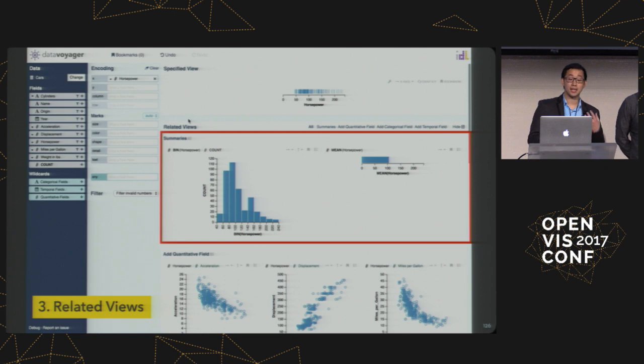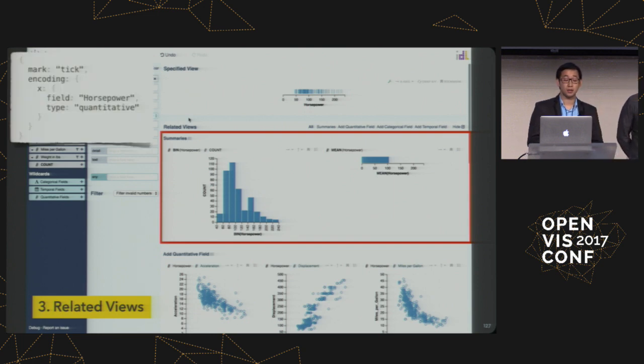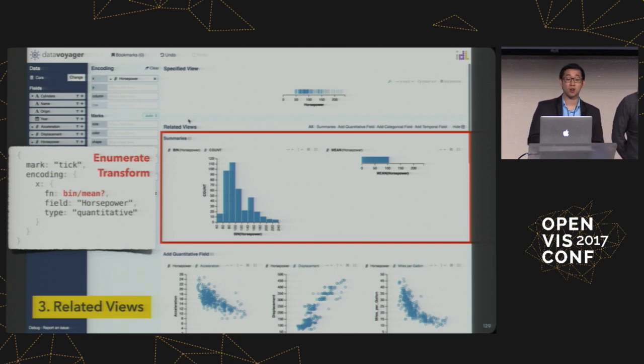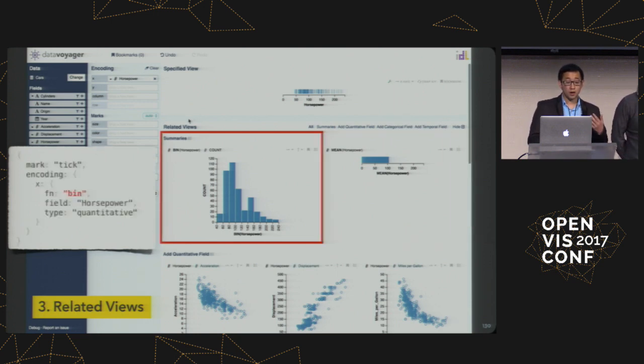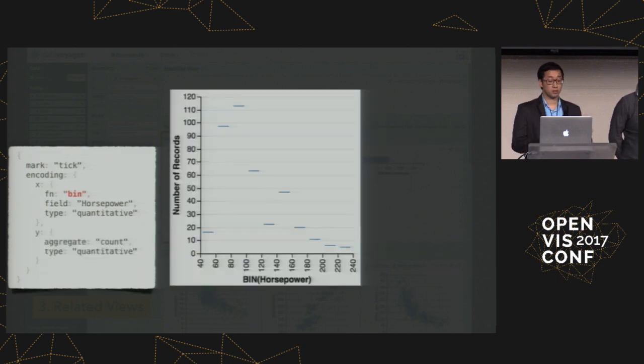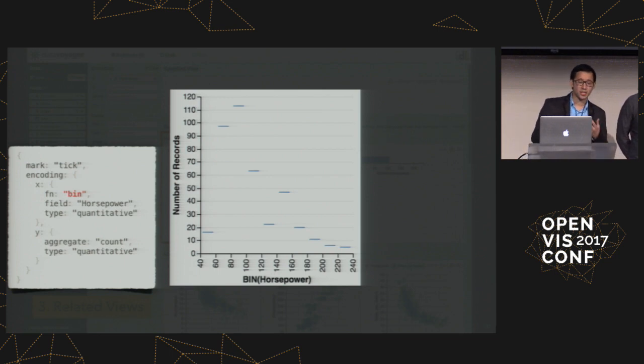To recommend related summary views, Voyager first considers the Vega-Lite specification of the dot plot up here and determines if it can calculate summary views by binning or computing mean. When it applies binning, it also considers that applying binning only shows if a particular bin range contains value. That's not so helpful, right? So Voyager also adds count, and you get something like this. But you can see that tick might not be the best mark for this data.